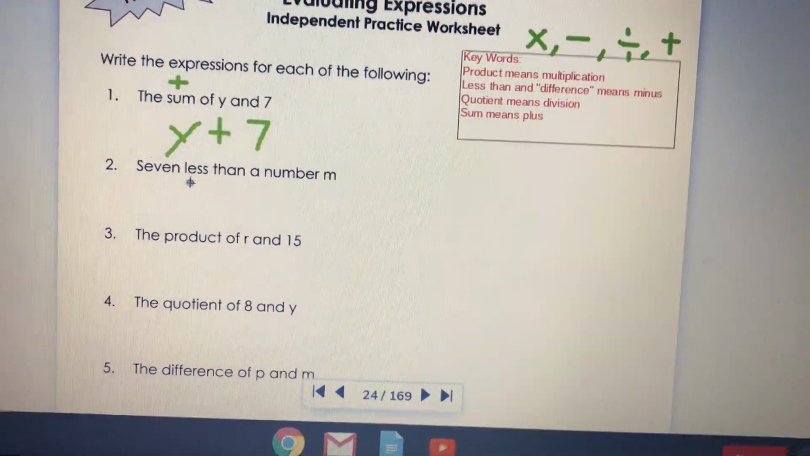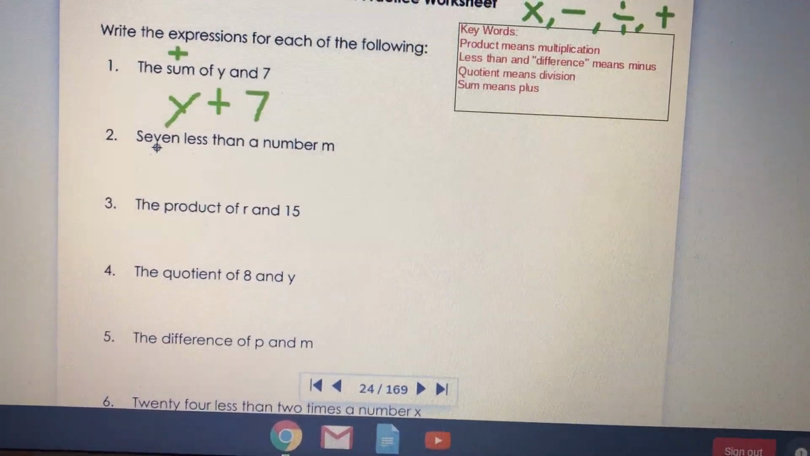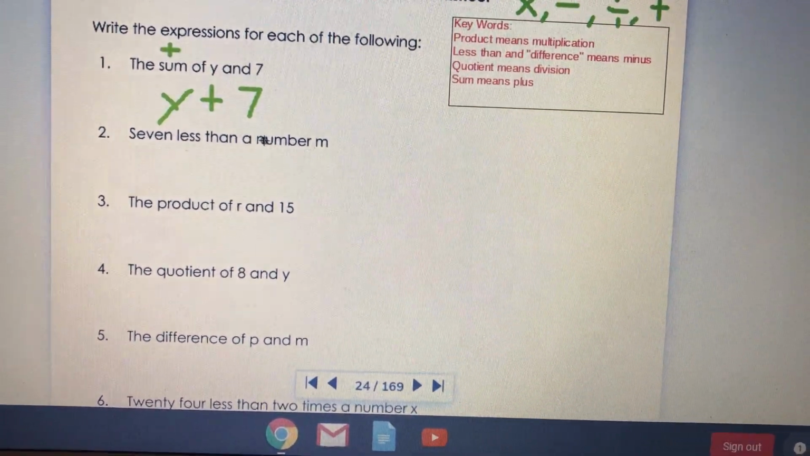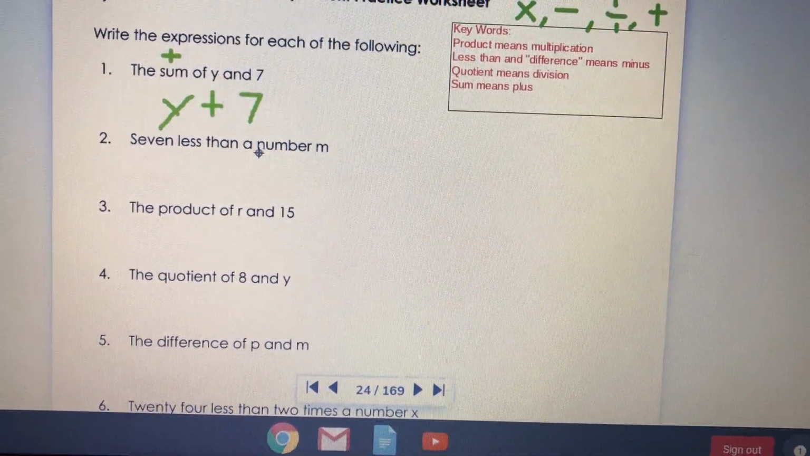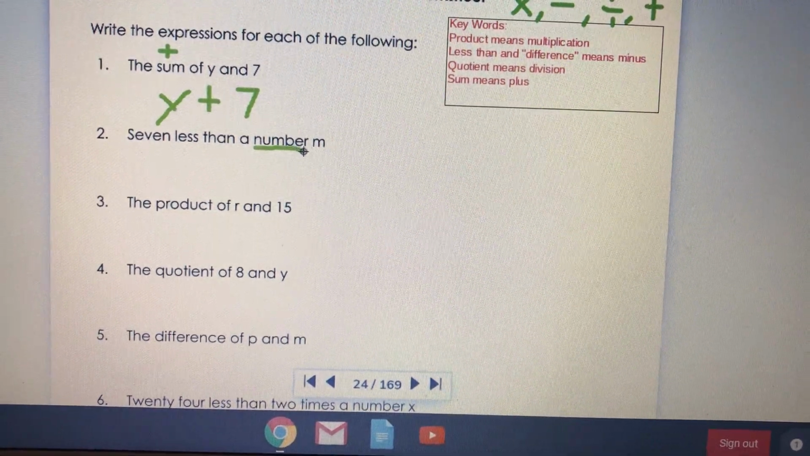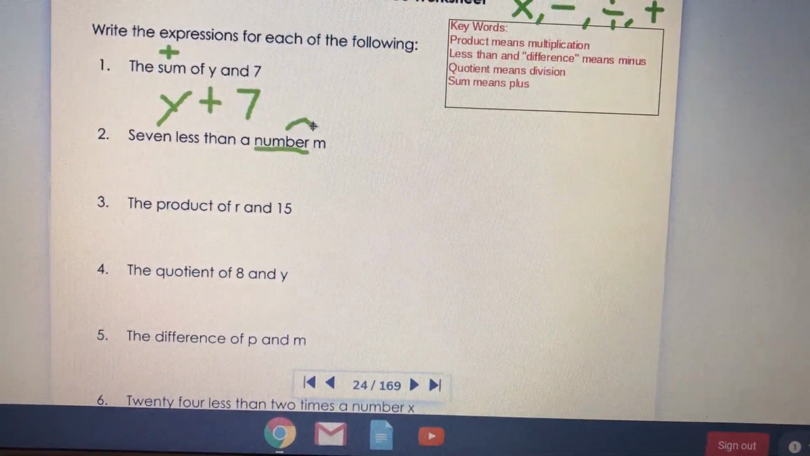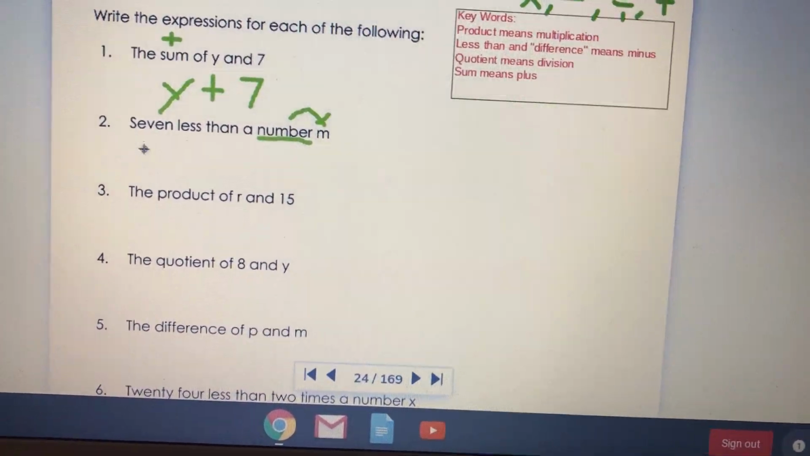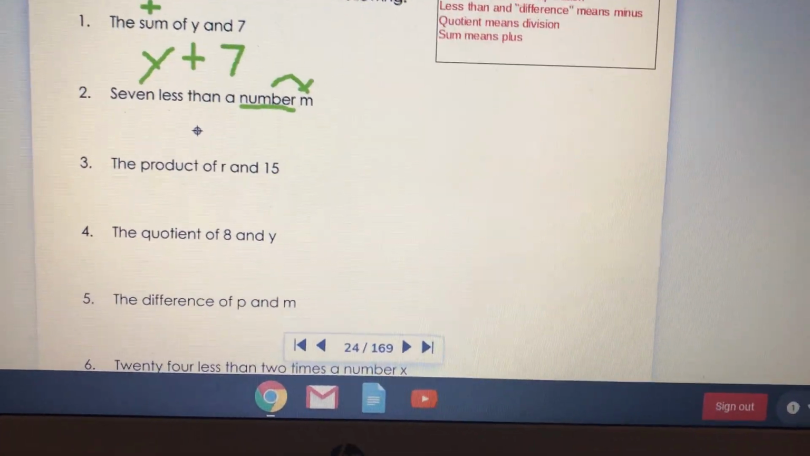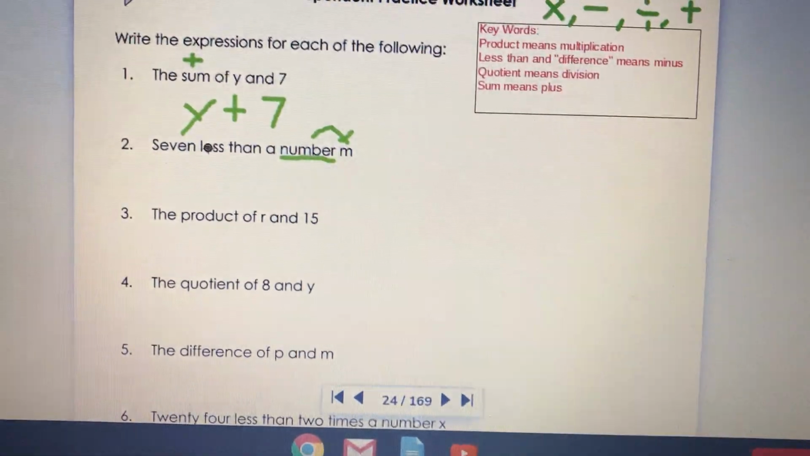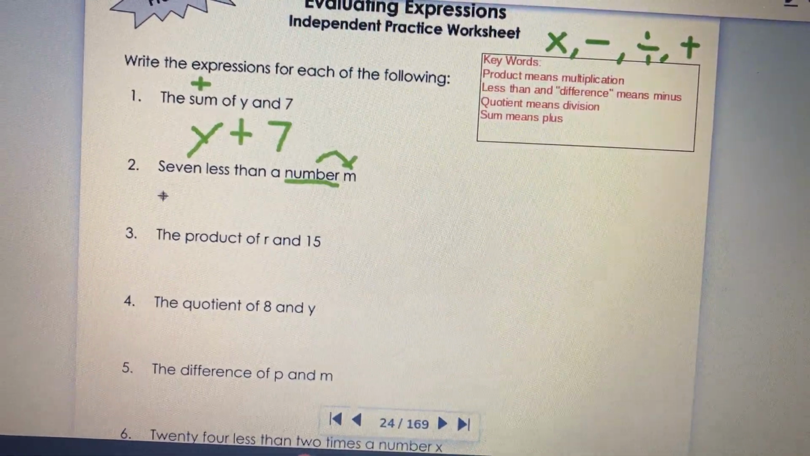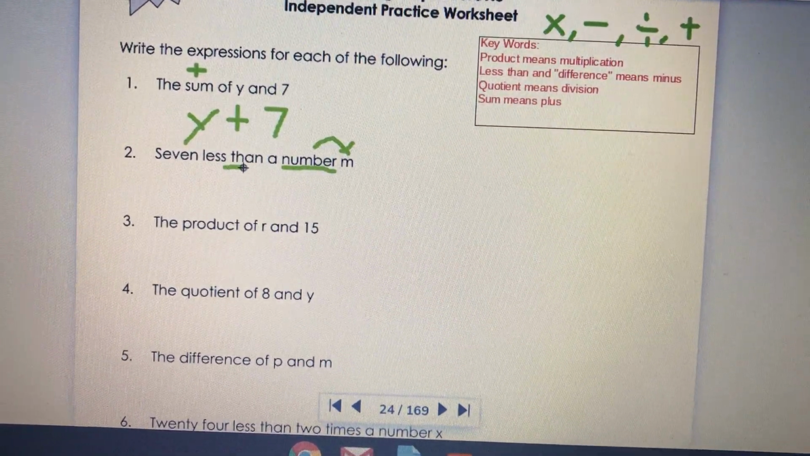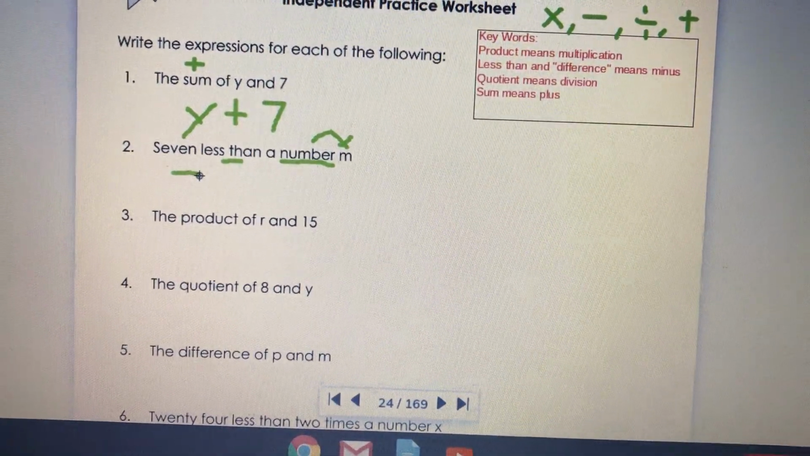Okay, so now we're going to do our second one, where it says 7 less than a number m. I know this word is confusing, number. It's just indicating the variable for m. So let's see. We know that less than means minus, so we know we're going to be subtracting. So it's going to be 7.